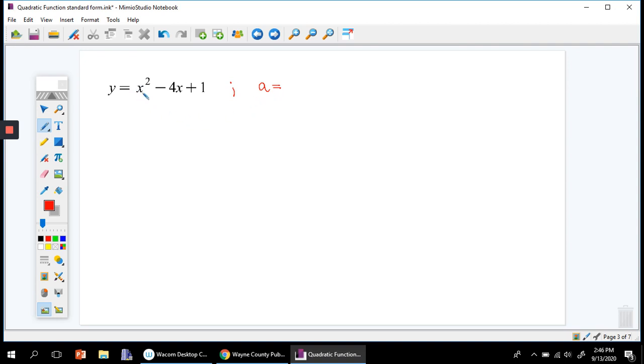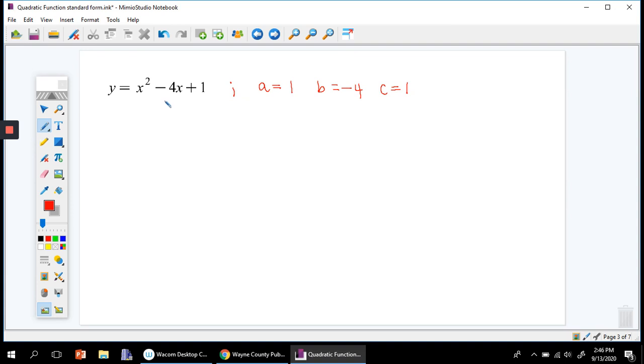Your a is 1. Your b is negative 4. And your c is 1. Okay, so we already have the value for a, b, and c. Now, how are we going to look for the vertex of the standard form if there's no h and k?